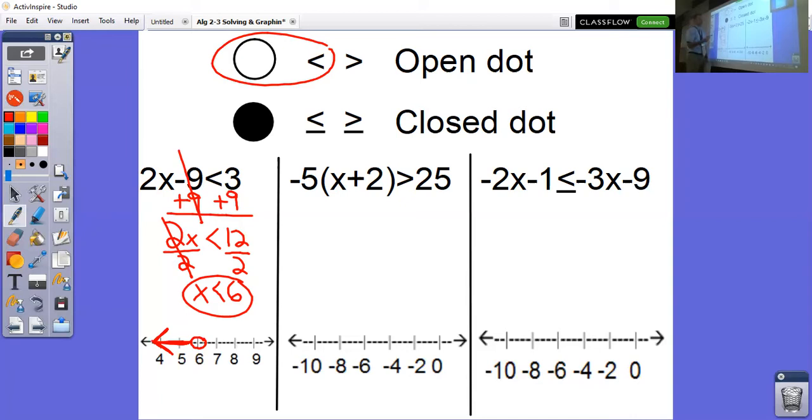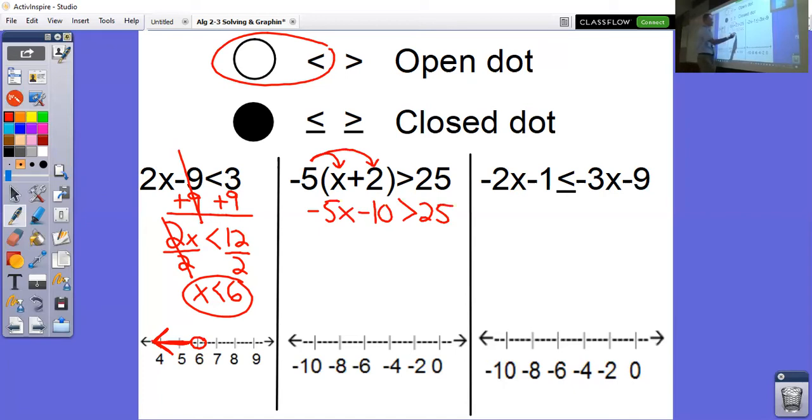In the second one, we have parentheses, so we have distributive property. You want to take the number outside the parentheses and multiply it by both of the things inside the parentheses. -5 times x is -5x. -5 times 2 is -10. Bring down your inequality symbol, bring down your 25.